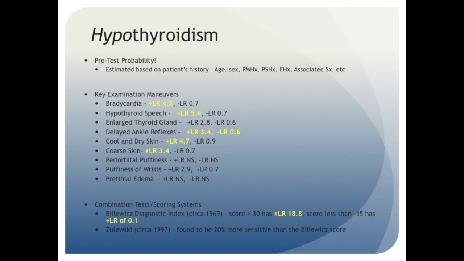Now notice that both bradycardia and hypothyroid speech, their negative likelihood ratio is 0.7, which isn't particularly strong, as we'll see later. Meaning that if they don't have those things, it doesn't do a good job of ruling out hypothyroidism.